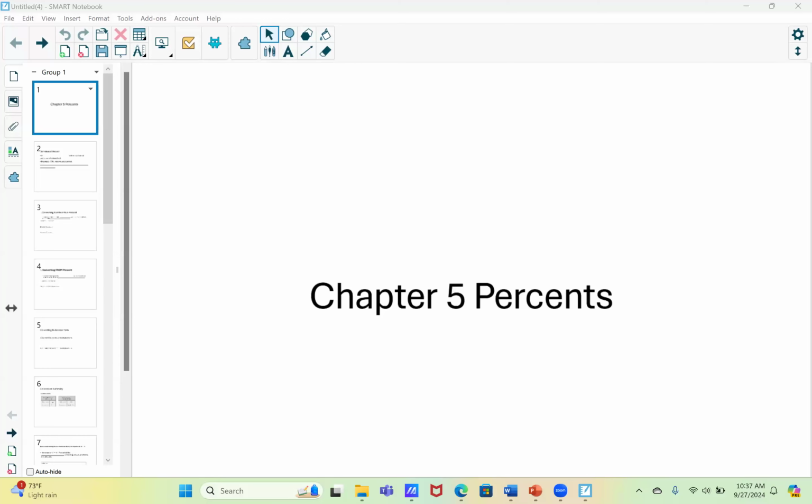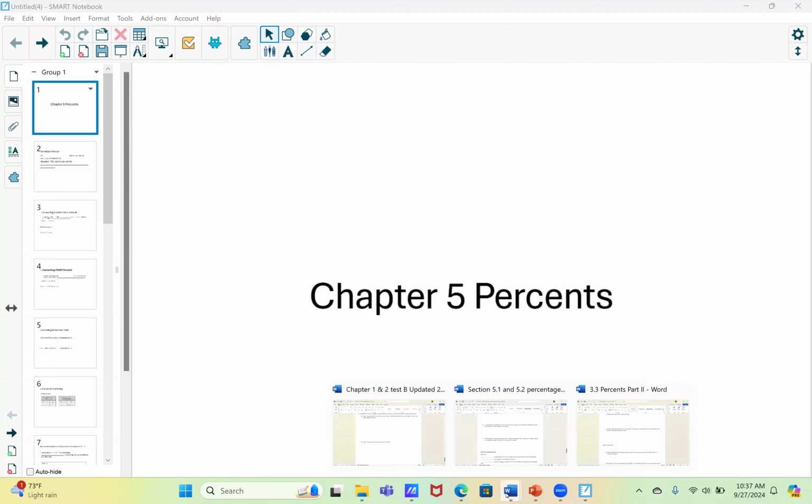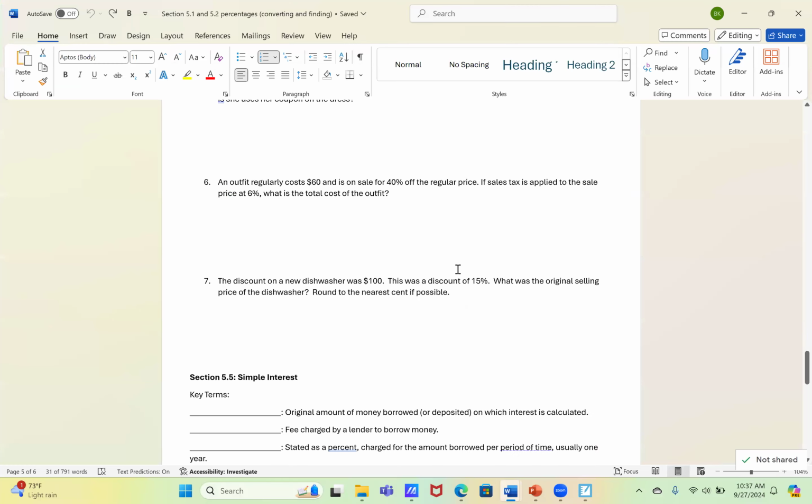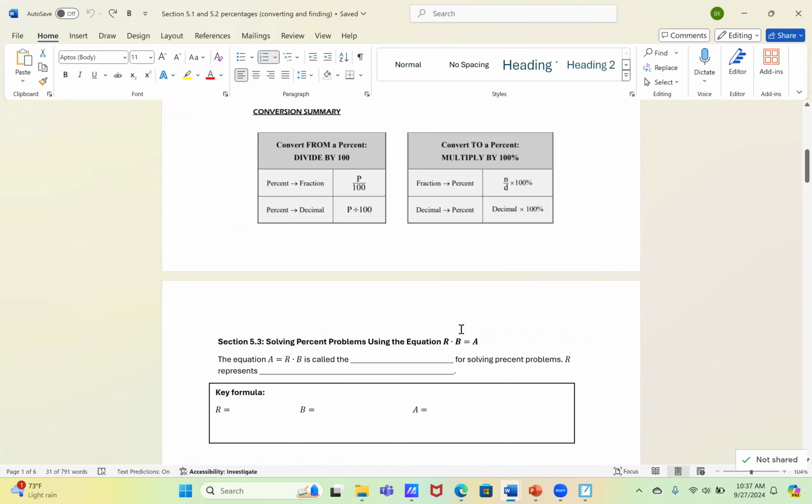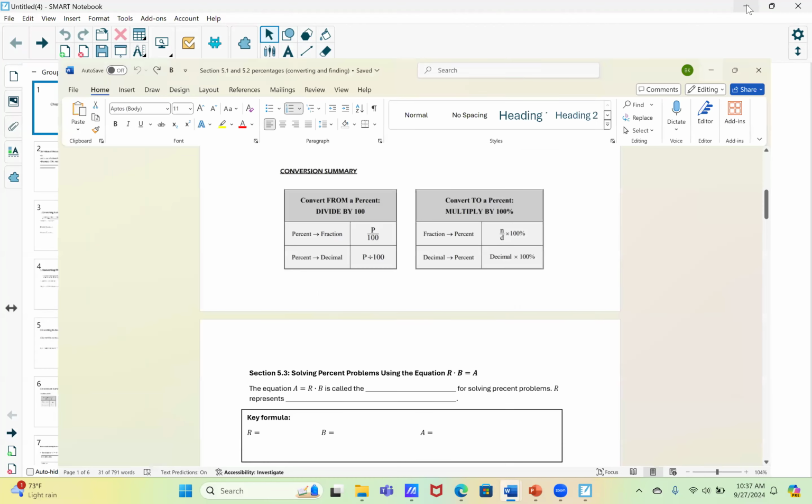So in this video, we're going to look at section 5.1. I gave you the 5.1 notes. It looks like this. You want to get those out, and we're going to do the first page in this video, the basics of percents.